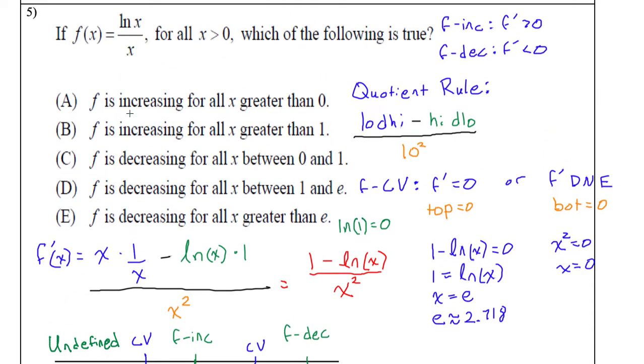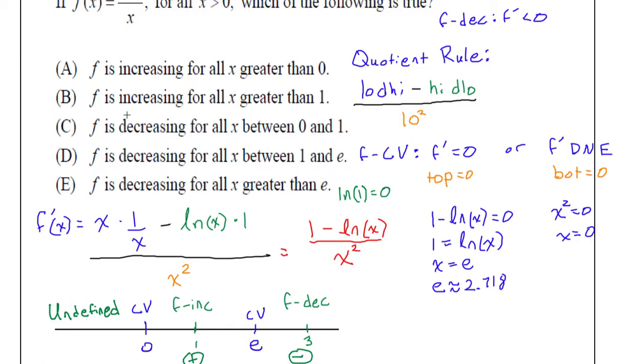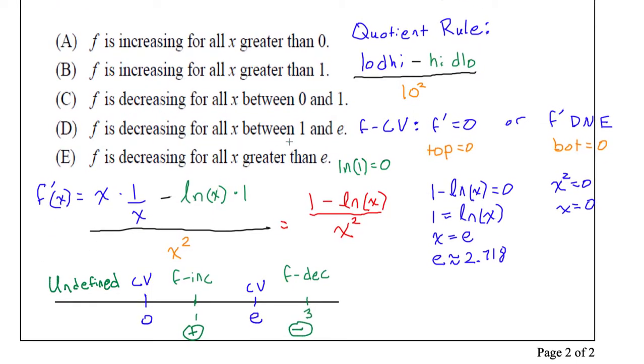So let's go ahead and look at our possible choices. We should be decreasing for all values greater than e, so it looks like that one is definitely correct. Any of these good? No, it says decreasing. That's the wrong interval. None of these are good. So the correct answer is just e, and that concludes self-check 3.3.